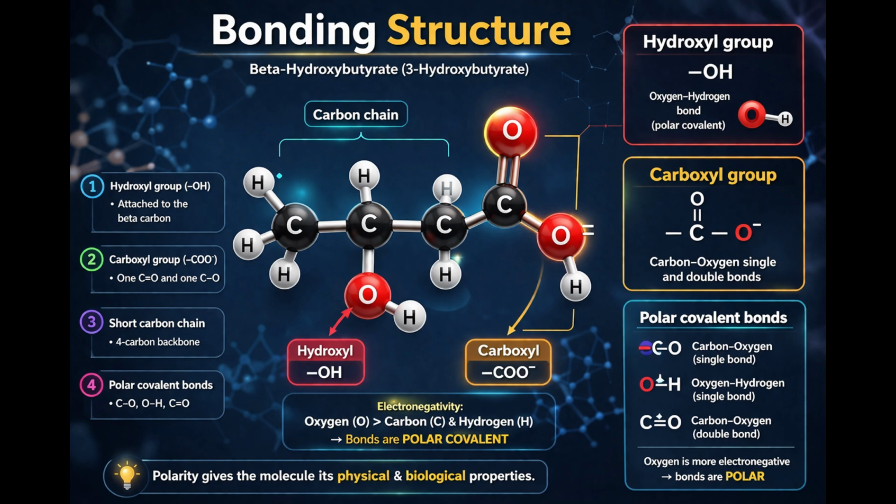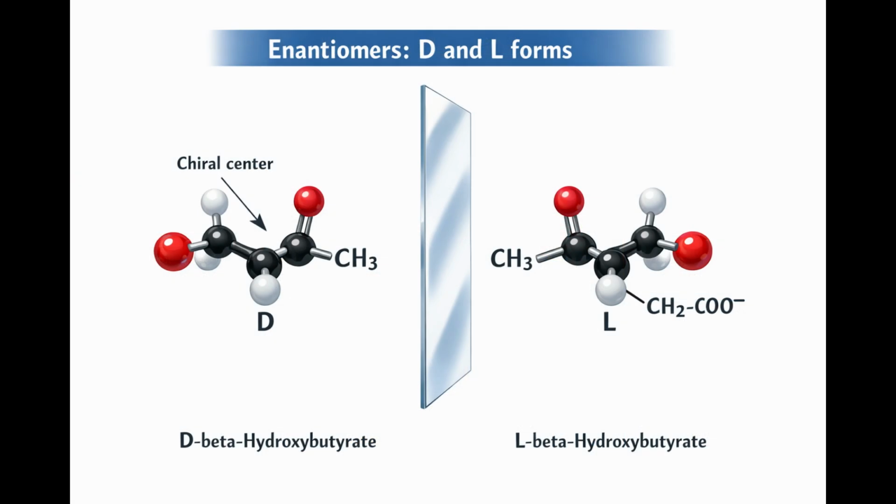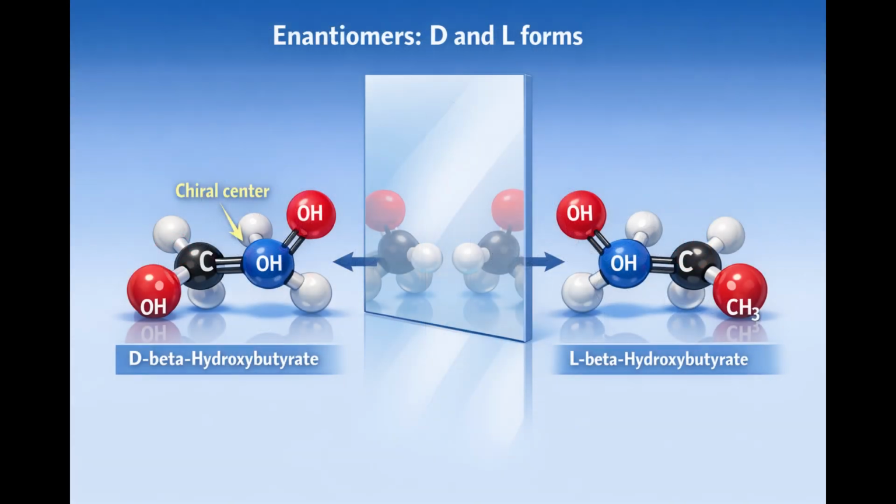In shape, beta-hydroxybutyrate is small, flexible, and non-cyclic. It is not highly symmetrical. It also has a molecular twin. Because one of its carbons is attached to 4 different groups, the molecule is chiral and exists as 2 enantiomers, or mirror image forms. These are D-beta-hydroxybutyrate and L-beta-hydroxybutyrate. The D form is the main one used in human metabolism.